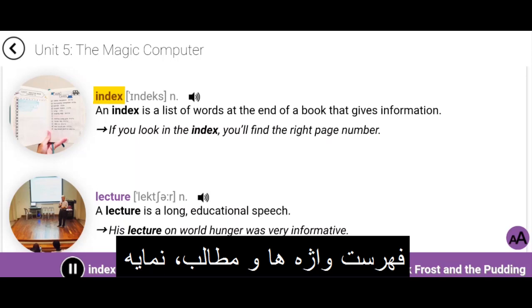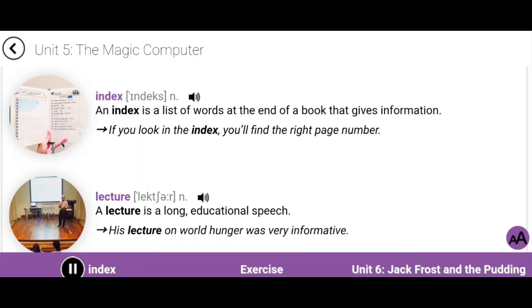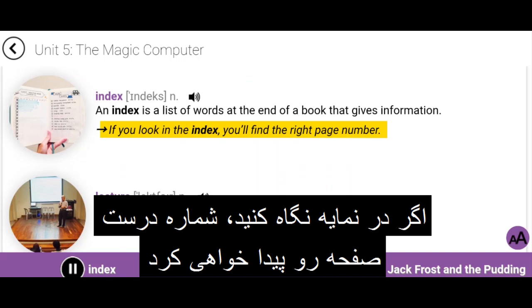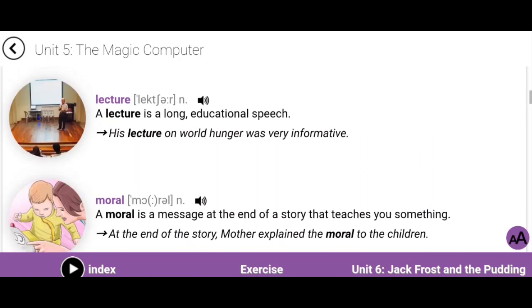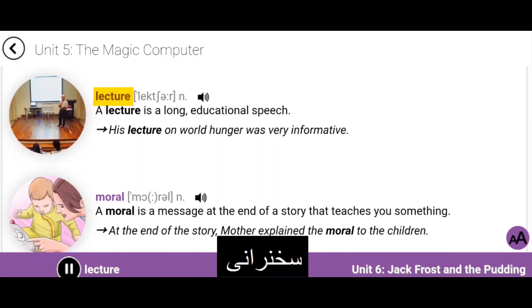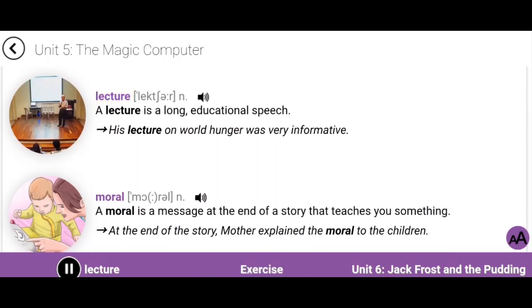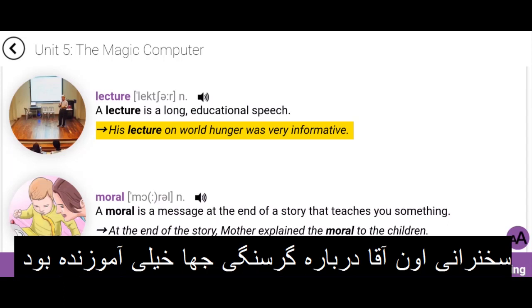Index. An index is a list of words at the end of a book that gives information. If you look in the index, you'll find the right page number. Lecture. A lecture is a long educational speech. His lecture on world hunger was very informative.